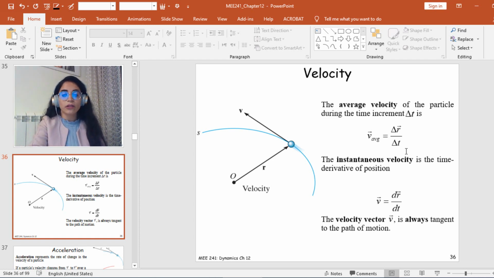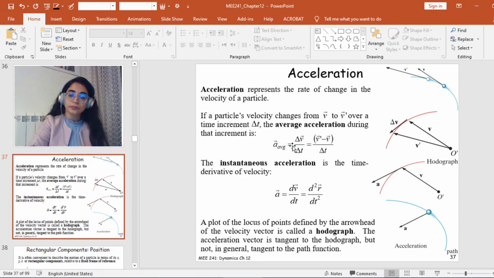V average will be delta R in vector form over delta T. V instantaneous will be dr over dt. And this also means that V is along the tangent line to this curved path at this point here.